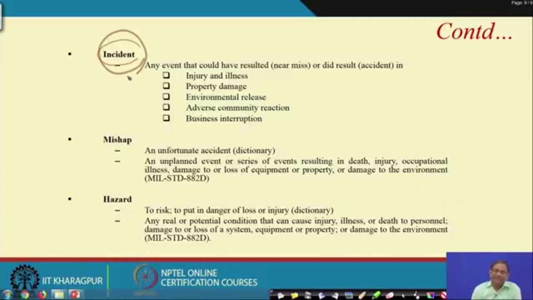Let us differentiate between incident and accident. Suppose while working at the shop floor, sometimes the worker may fall on the same floor, or what may happen is that they are about to slip. About to slip is an incident, but a fall at the floor level, that is an accident. So an accident is an incident, but an incident may not be an accident. But nowadays in this definition there are very, very few differences.